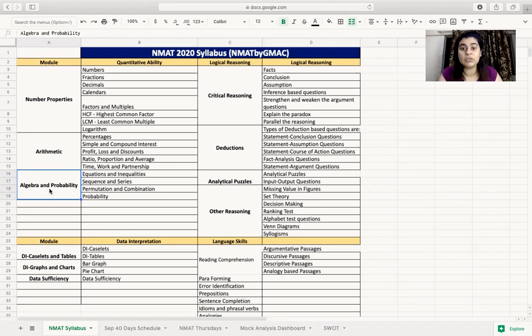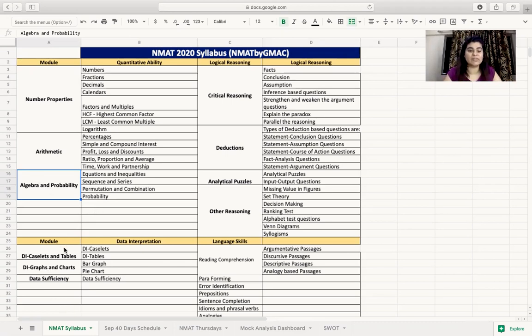Arithmetic is very important. A good question that comes up is that time, speed, distance is not explicitly mentioned in the official guide, but trust me, that's an important topic for arithmetic. Please make sure you study that, because questions based on it can come 110%. Then we have algebra and probability, which focuses on PNC, probability, and progressions. Progression is nothing but your sequence and series. So this is for quants.